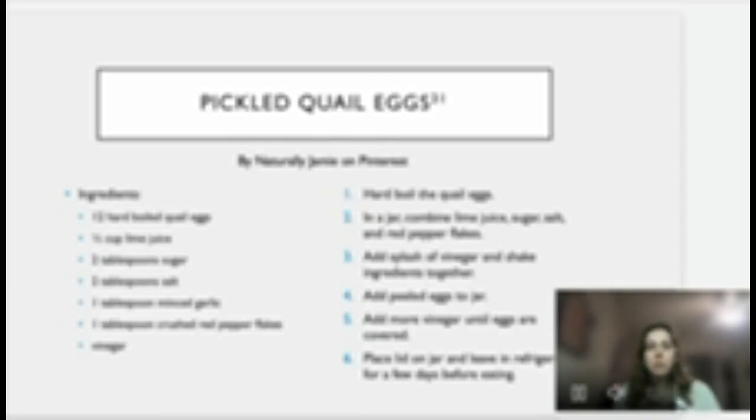The first is pickled quail eggs by Naturally Jamie. You need some hard-boiled quail eggs, lime juice, sugar, salt, garlic, red pepper flakes, and vinegar. First you want to hard-boil the eggs. In a jar, combine lime juice, sugar, salt, and red pepper flakes. Add a splash of vinegar and shake the ingredients together in the jar. Once the eggs are done boiling, add the peeled eggs to the jar. Then continue to add vinegar into the jar until the eggs are covered. Place the lid on the jar and leave it in the refrigerator for a few days before eating.